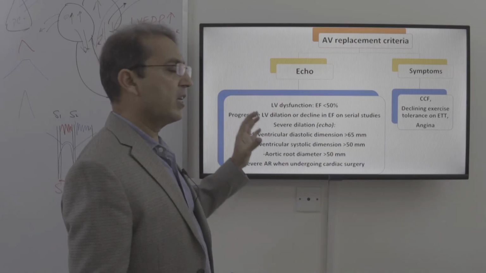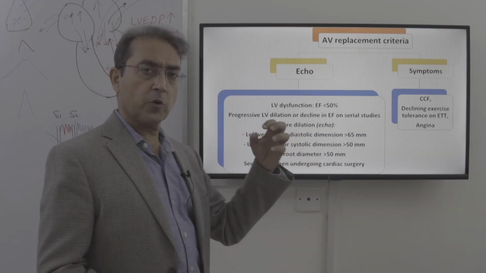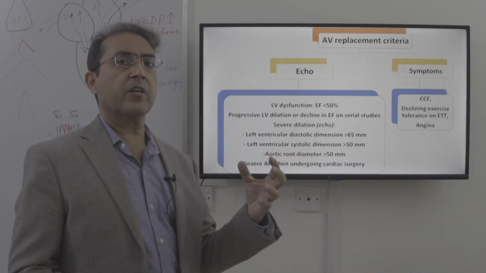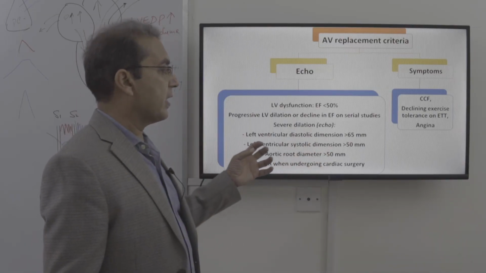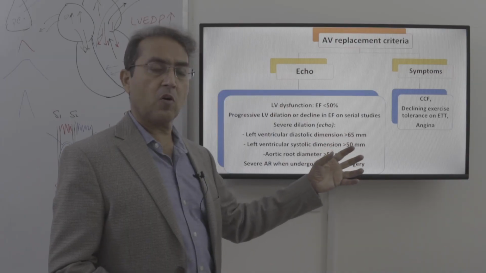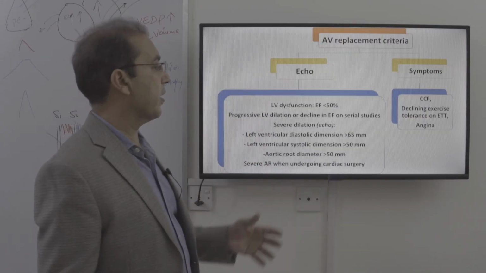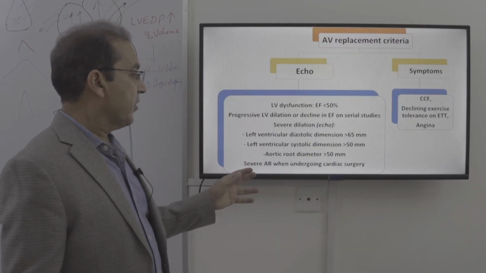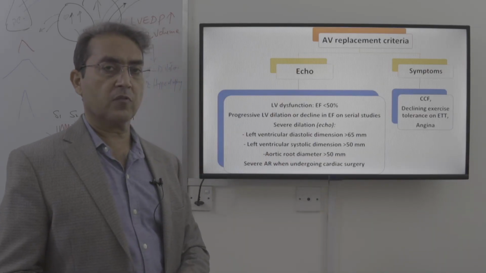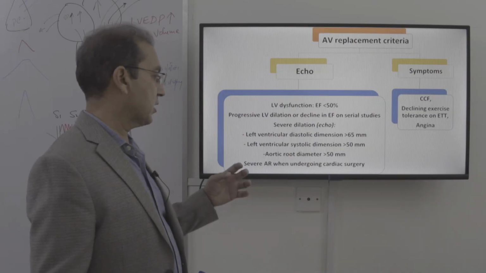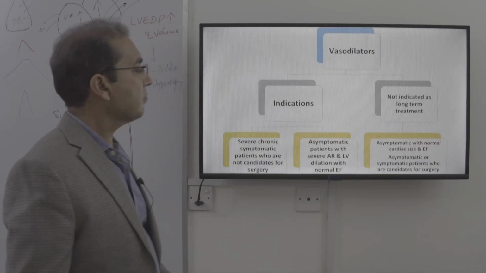And then severe dilatation, for example, left ventricular end-diastolic dimension, that during the diastole, the left ventricular dimension is more than 65 millimeters, or during systole, the dimension is more than 50 millimeters, or the aortic root is more than 50 millimeters. These patients require aortic valve replacement. Severe AR when undergoing cardiac surgery: if the patient is going for cardiac surgery for another reason, for example, ischemic heart disease, and the patient has severe AR, the aortic valve replacement can be done at the same time.